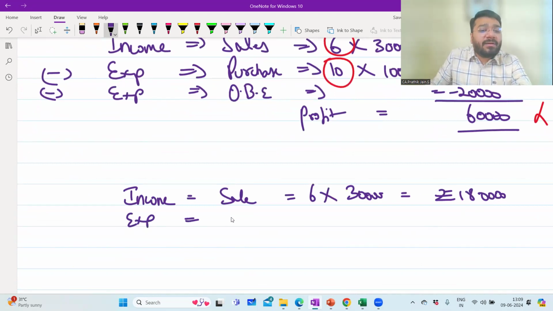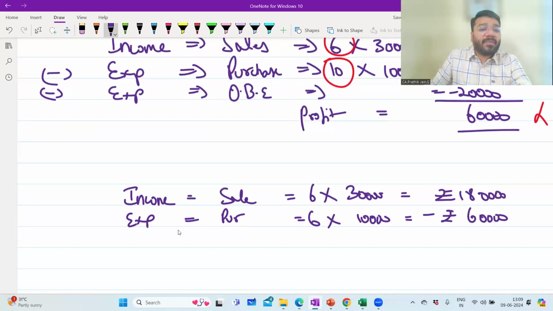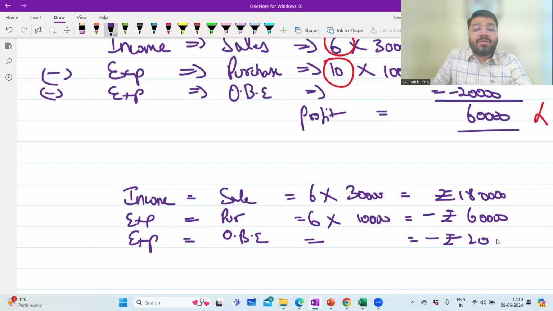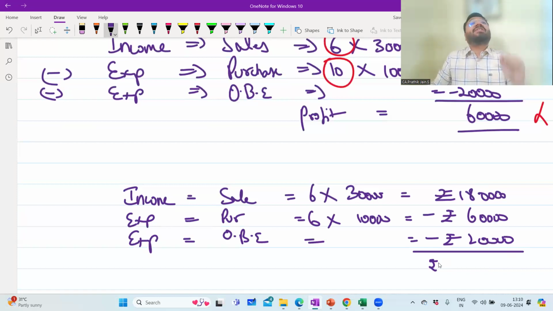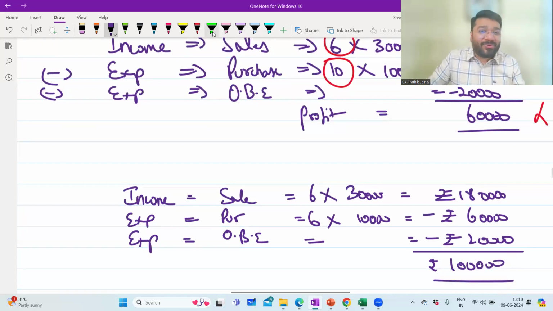When you subtracted the expenses, purchase, you took how many mobile phones? 6 only. Into how much? 10,000 rupees, 60,000. And then you subtracted other business expenditure, which is 20,000 rupees. So 1,80,000 minus 60,000 is 120. 120 minus 20 is 1 lakh. Oh.